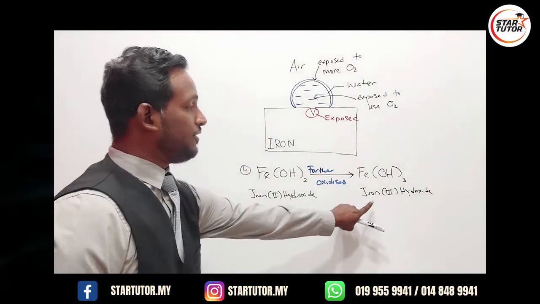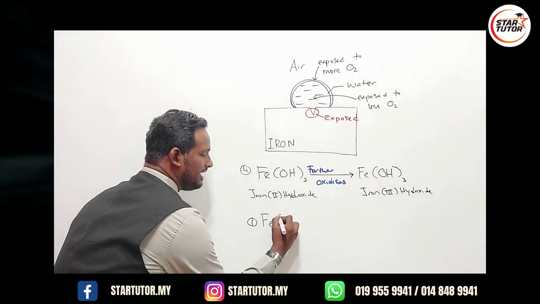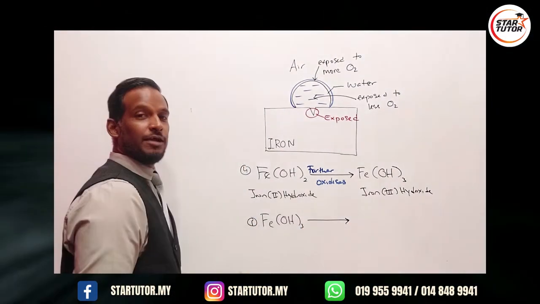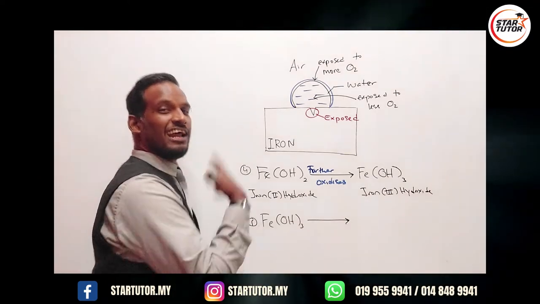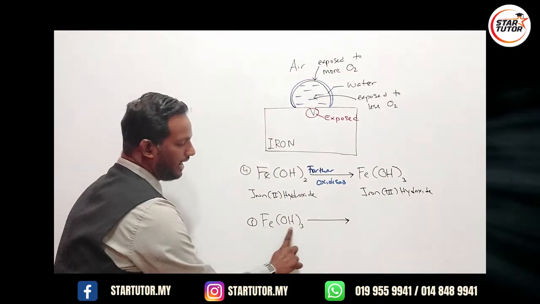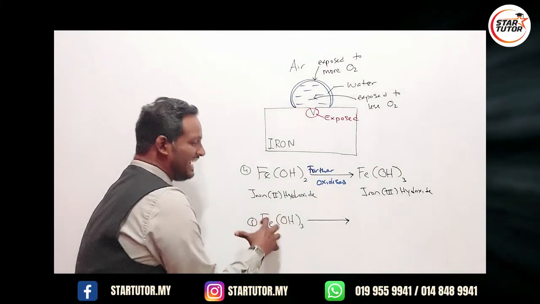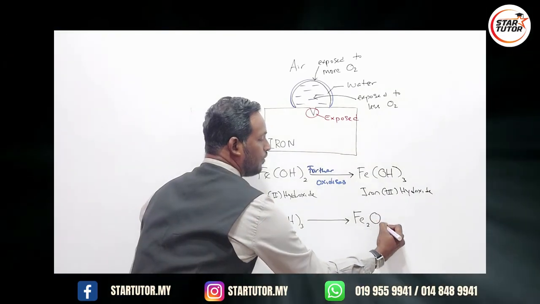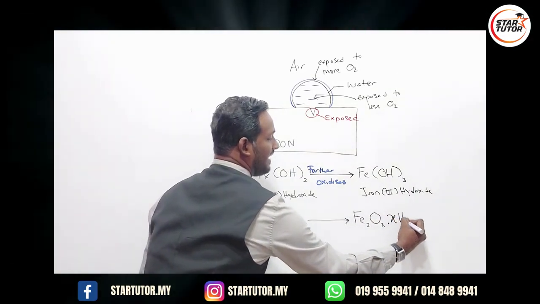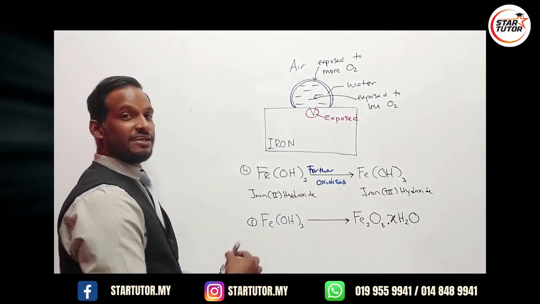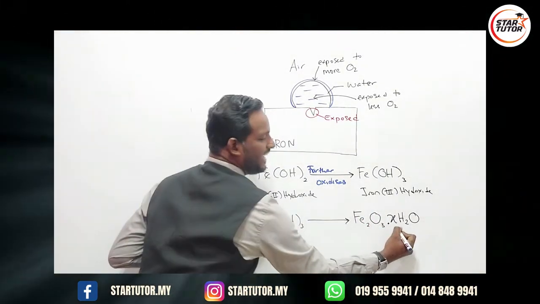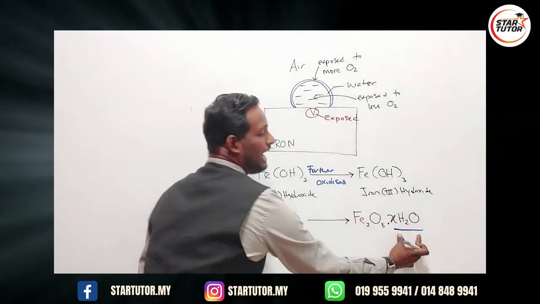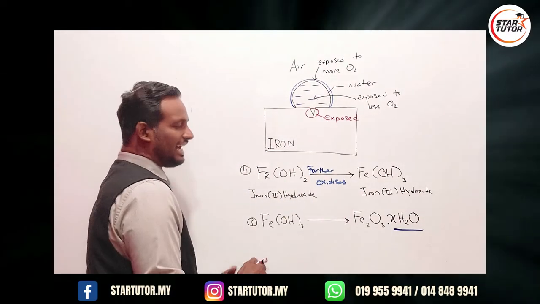Last one, iron 3 hydroxide ini sekarang dikeringkan, means hydrated, terhidrat, air dia keluar, sebab benda ni lembap, ada OH dekat sini, dia lembap, basah, so dia akan kering. Bila dia kering, dia jadi Fe2O3.xH2O. Kamu jangan risau, you don't get worried seeing this. This xH2O adalah bilangan mol air yang sudah keluar. Yang jadi karat adalah benda ni.